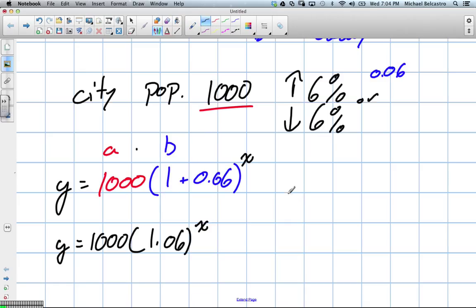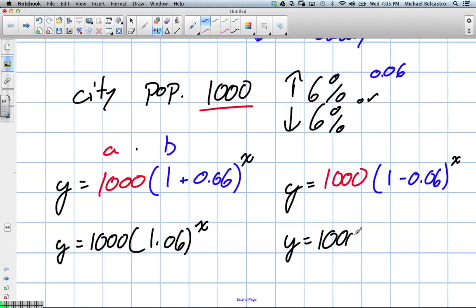And if we're doing the decay one, y equals, we still have 1,000 to start. But in this case, it's 1 subtract our 0.06 to the power of x, which actually gives us a value, you're going to notice, of 0.94, a number less than 1, which is why it's decay. Okay, so in this case, our b is less than 1, so we have a decay rate.